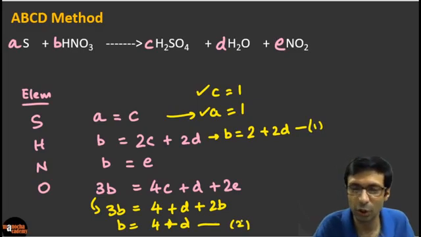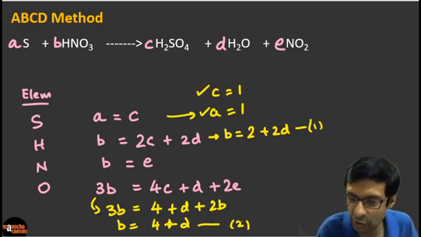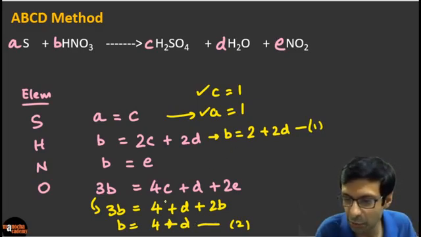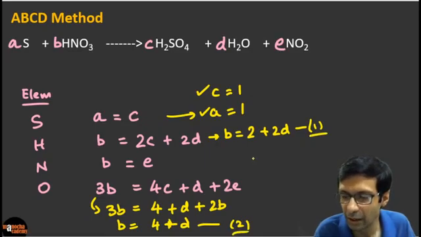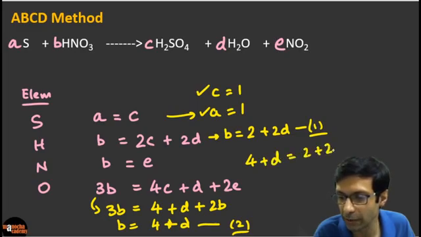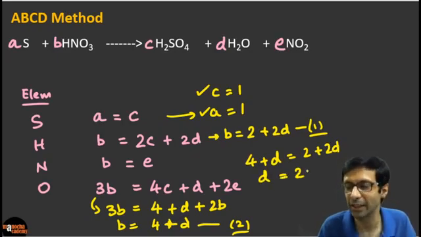So it's simple, you just solve for them, and it's quite easy to solve these because both have B on the left side, so we can just equate them. Equating equation 1 and 2, I'm going to write 4 plus D is equal to 2 plus 2D, since both are equal to B, right? And solving, we are going to get D equal to 2. So if you solve this, we get D as 2.